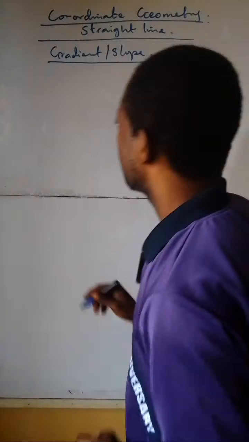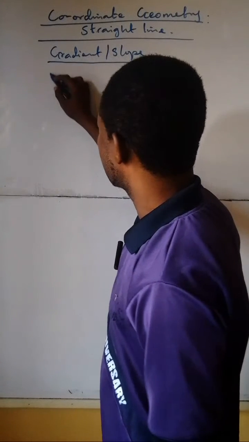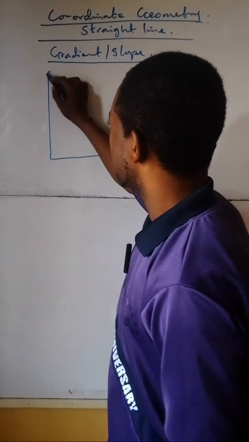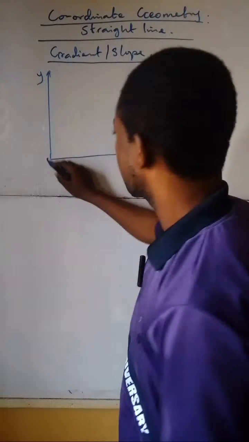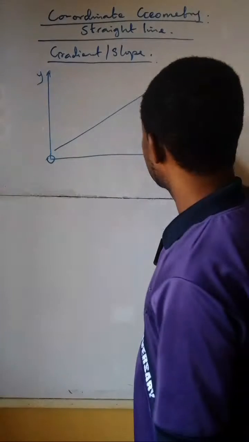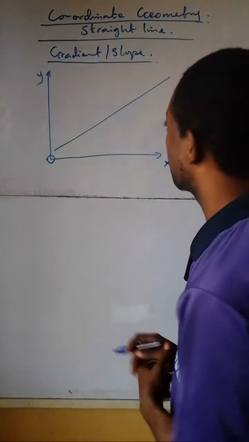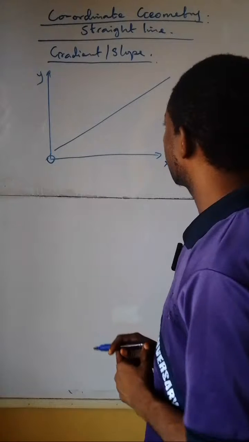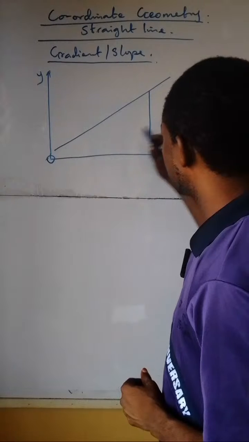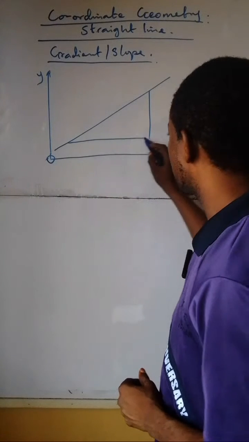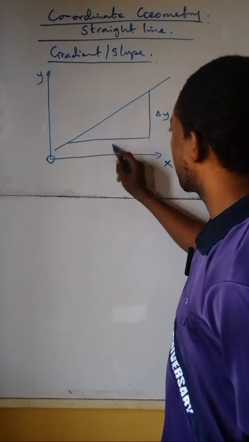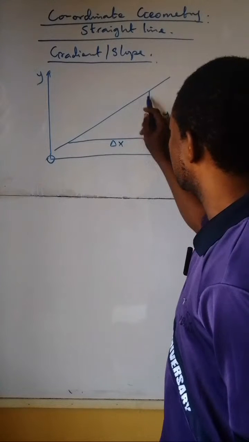Now here, if the graph of a straight line is drawn in a Cartesian plane, they have the y-axis and the x-axis. Assuming here we have the graph of a particular straight line, then the gradient of this line is gotten by finding the change in y over the change in x. So here we have delta y, which is change in y, over change in x, delta x.